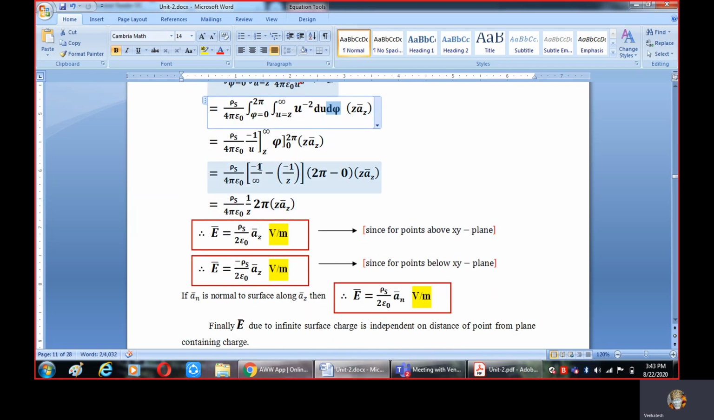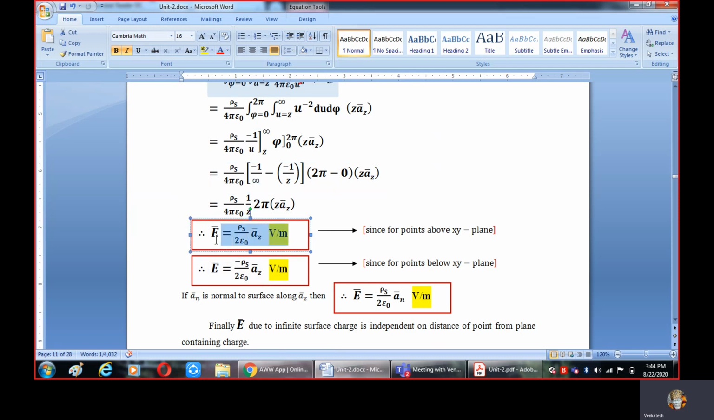Minus 1 by infinity, we can't define the value, so we are ignoring it, and minus of minus 1 by z is nothing but 1 by z. So we have rho s by 4 pi epsilon naught, 2 pi minus 0, 2 pi, 1 by z, a z bar. The 2 pi gets cancelled with 4 pi, 2 times, so rho s by 2 epsilon naught a z bar, and here the z gets cancelled, so the unit is volt per meter.